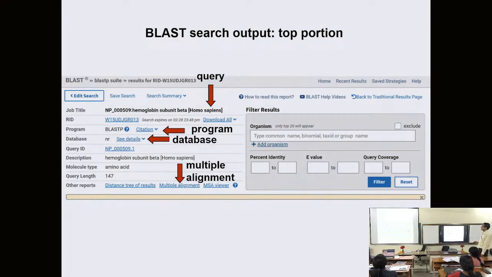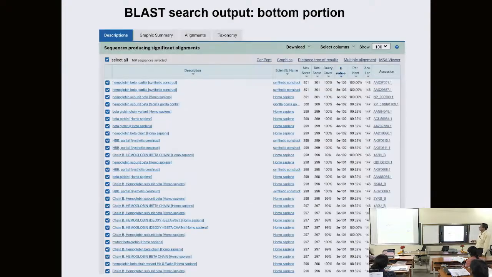And as you are doing all this, you will do the tutorial questions again. You already did beta globin and myoglobin. At the top you are shown the query name, and then the top portion of the BLAST search output and the program name. If you use BLASTP, it will show the database here. This is the non-redundant database, and so on. You will also get an option to see a multiple alignment of hits. And at the bottom of the page you will see the hits.